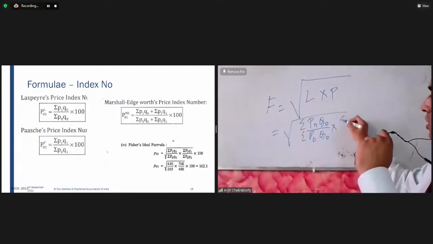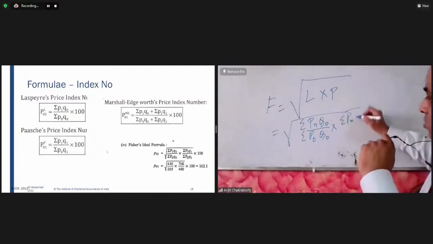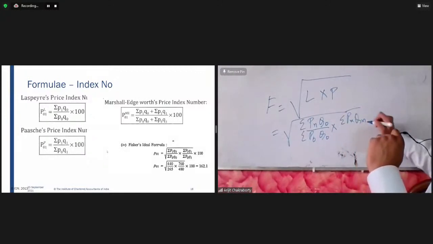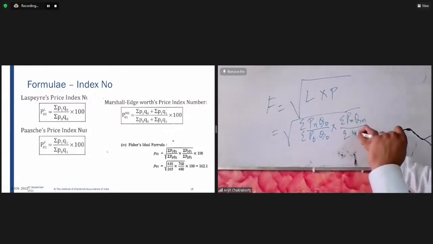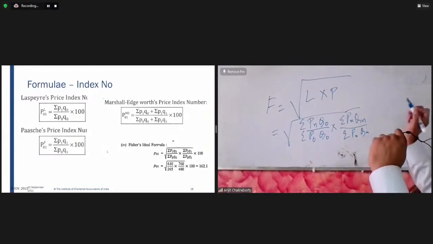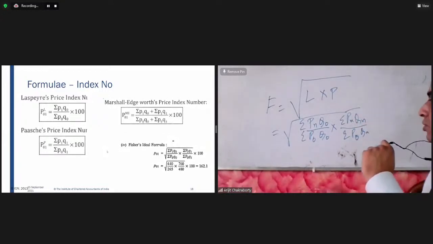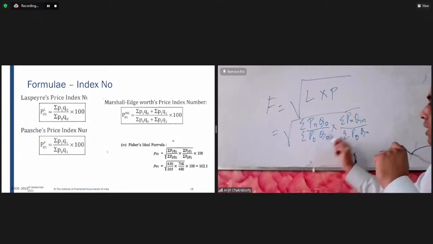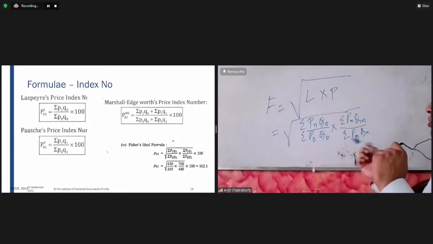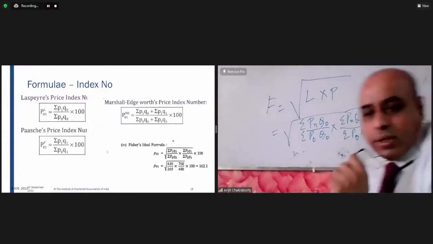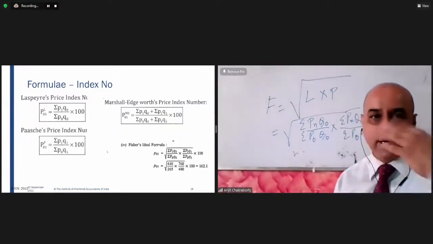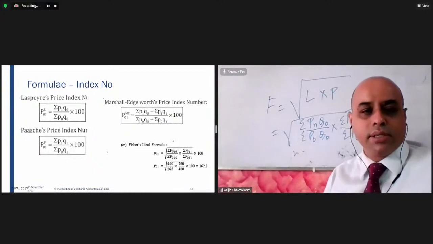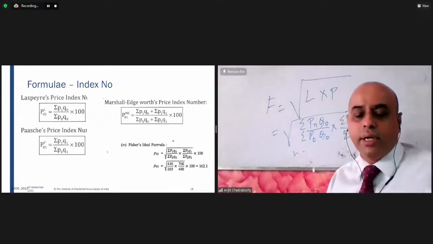Past year's index is what? Sigma Pn, but the quantity will be Qn because the current year quantity is the weight, divided by sigma P0 into Qn. So we have Pn Q0 by P0 Q0, and we have Pn Qn by P0 Qn, where n can be 1, 2, whatever. So this is how we calculate the last period's price index and the past year's index.